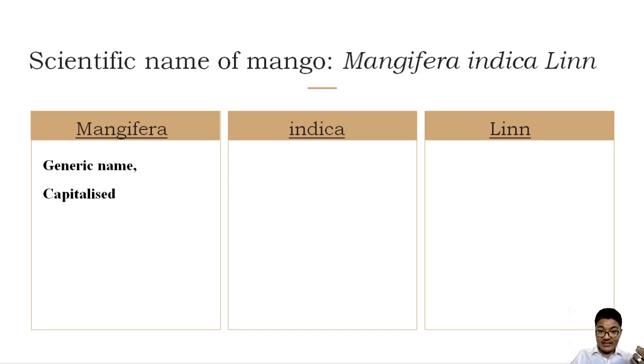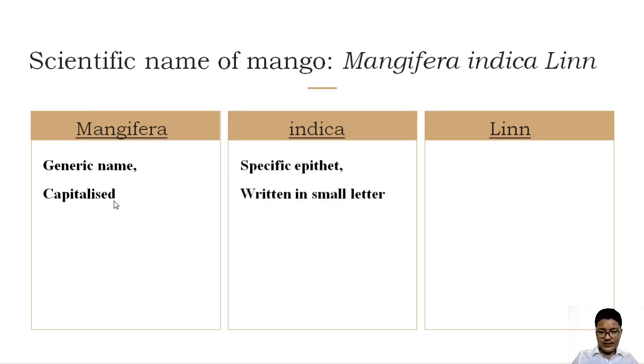We have kingdom, phylum, class, order, family, genus and species. So Mangifera here refers to the generic name, and the generic name is usually written with a capital letter. Mangifera starts with a capital letter, so it is usually capitalized.